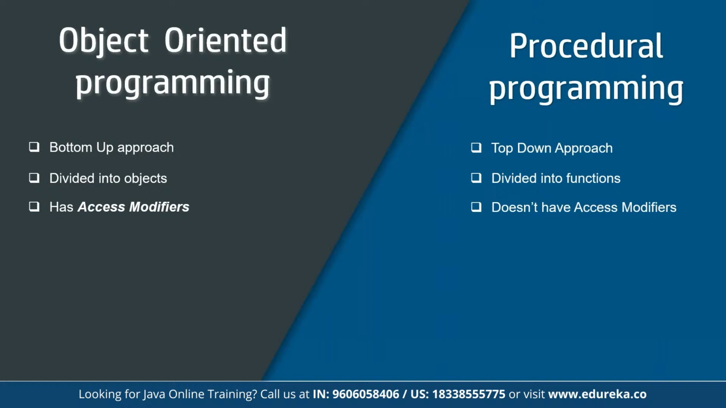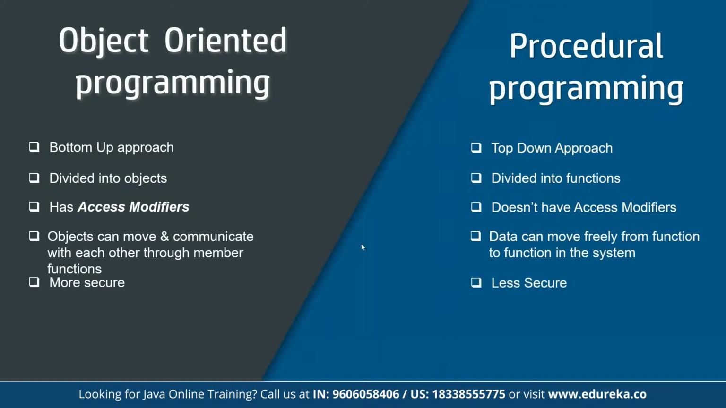And then if we talk about access modifiers, in OOPS access modifiers are introduced, namely private, public, and protected, whereas we don't have any modifiers available in procedural programming. If you are looking to enhance the security of the program, we can use multiple access modifiers, which are only available in the object-oriented programming approach. Next, objects can move and communicate with each other through member functions. And due to abstraction in OOPS, data hiding is possible, and hence it is more secure than procedural programming.